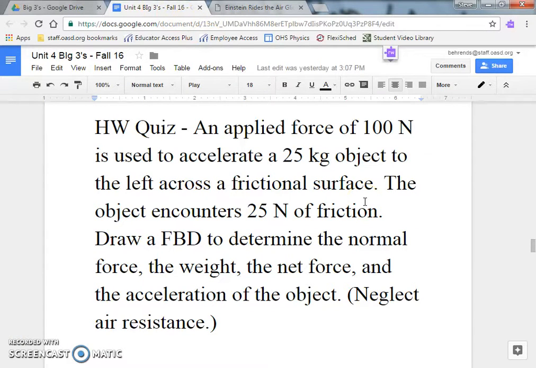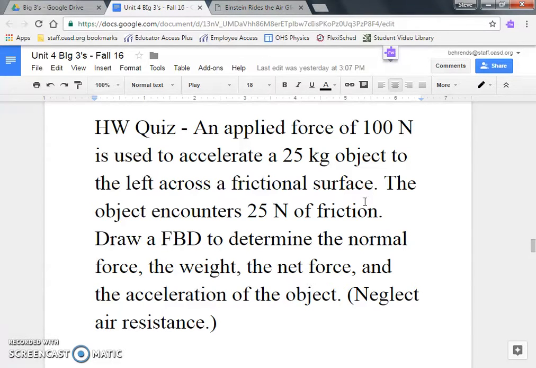So, an example of where this could apply is a homework or quiz question that we've given in the past. An applied force of 100 newtons is used to accelerate a 25 kilogram object to the left across a frictional surface. The object encounters 25 newtons of friction. Draw a force diagram to determine the normal force, the weight, the net force, and the acceleration of the object. Like usual, we're going to neglect air resistance.